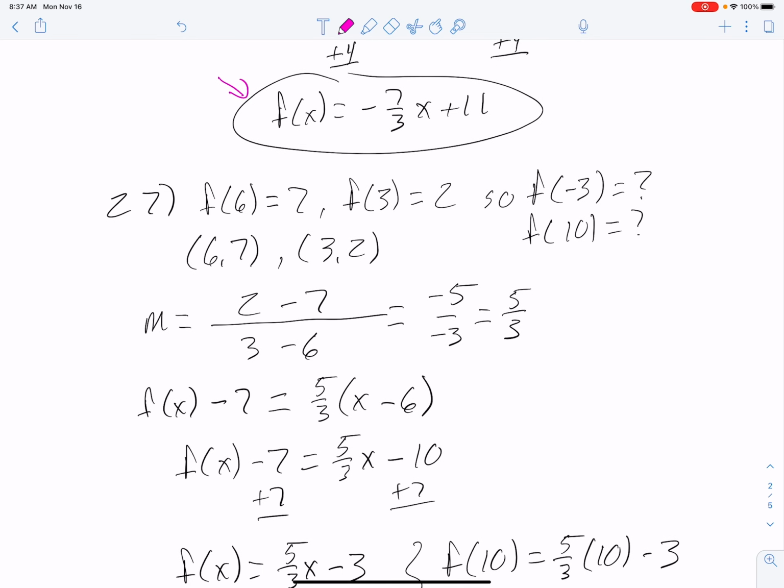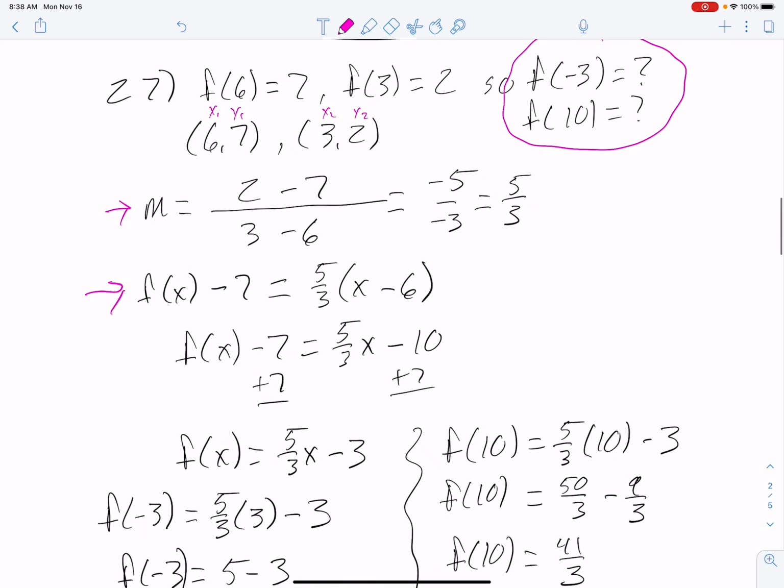Now, 27, 28, 29 are basically asking us to do the same work, but then to take the time to substitute in other x values. So once again, I've written my ordered pairs, found my slope, used that modified point slope form to get my equation into slope-intercept form.